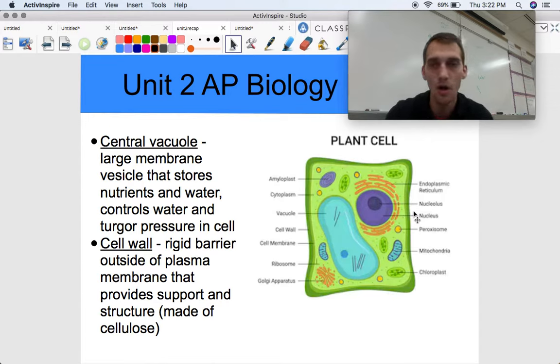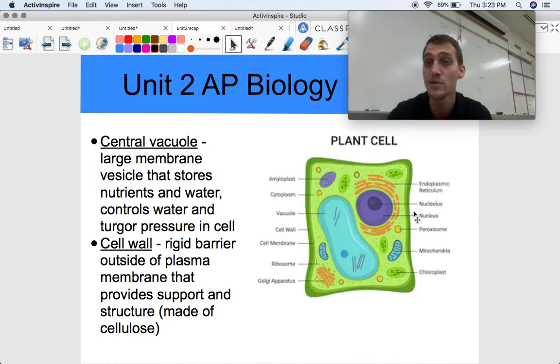Okay, the cell wall. I don't know why, but I have a lot of students that think that animal cells have a cell wall, and cell wall is really important and really, really strong, and you need it to survive. And I'm like, yeah, you do, but you're not a plant, so you don't have a cell wall. But a cell wall is a rigid barrier outside the plasma membrane that provides support and structure.